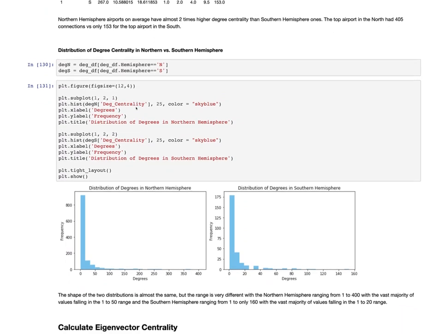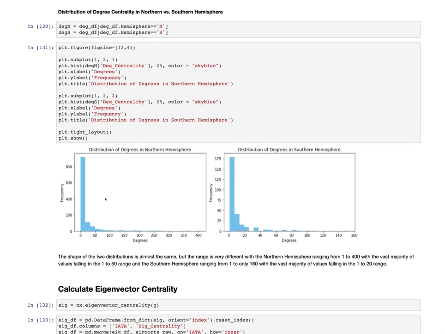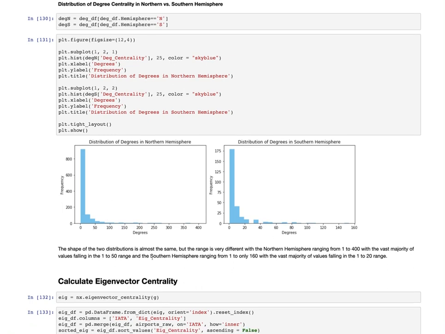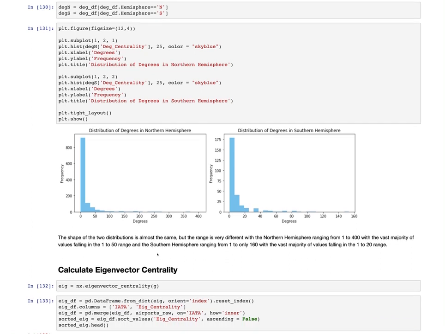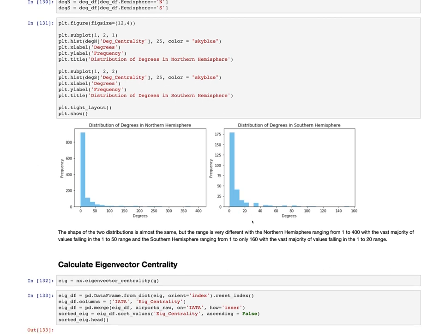And then we also plotted the distributions, so we could see the difference in the distribution between the north and the south. The distributions look basically the same shape, but they have a much different range. The northern hemisphere goes from 0 to 400, with most of the values falling between 0 and 50. The southern hemisphere only goes from 0 to 160, so less than half the range of the northern hemisphere, and the majority of the values are between 0 and 20.